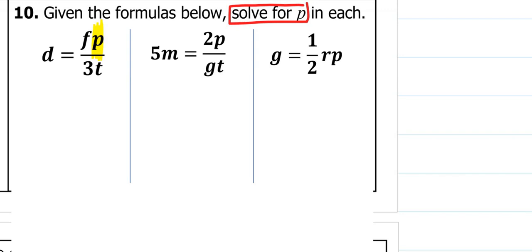We want to get P by itself, so we want to undo everything that's attached to it. Usually, we start by getting rid of what's being added or subtracted. In this case, there's nothing being added or subtracted. F is being multiplied, and then it's being divided by 3t. I'd like to get rid of the denominator first. I think it's what makes the problem look a lot more complicated. So to get rid of the 3t, since it's being divided by 3t, I'm going to multiply both sides by 3t.